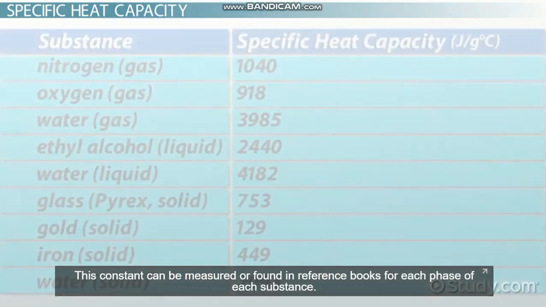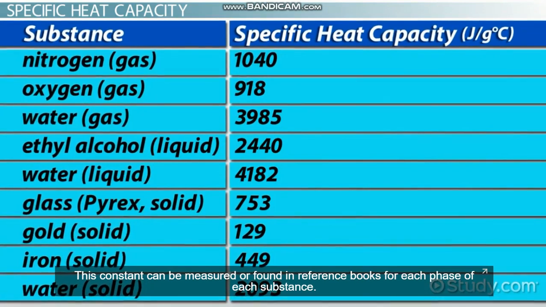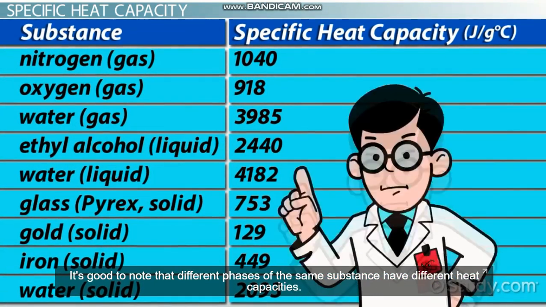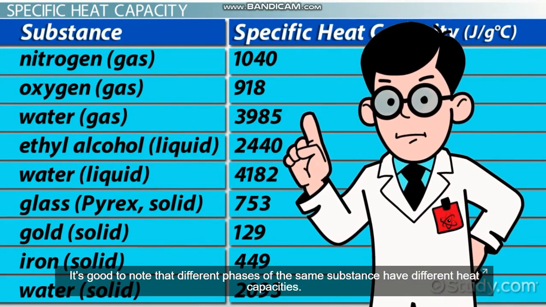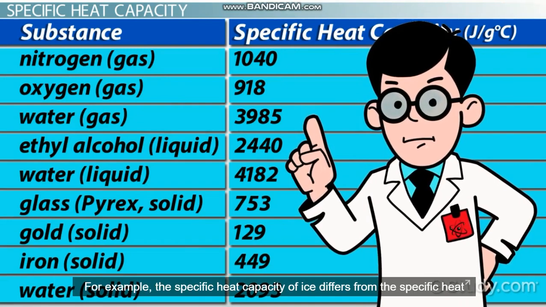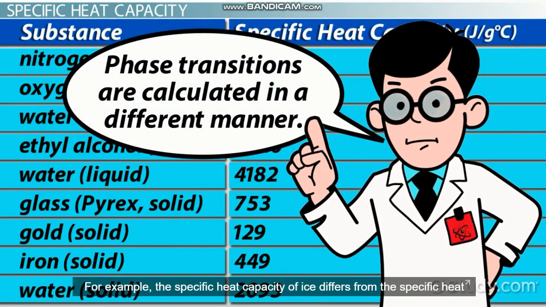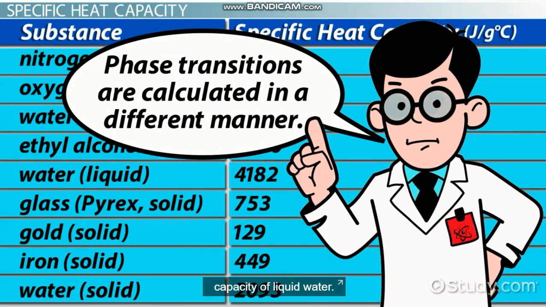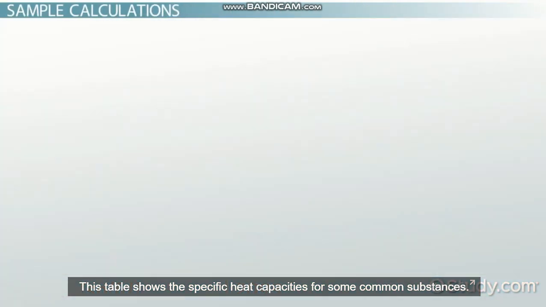This table shows the specific heat capacities for some common substances. Note that when using specific heat capacities in calculations, the substance must remain in the same phase. Phase transitions do cause heat to be transferred, but are calculated in a different manner. Let's look at some examples.